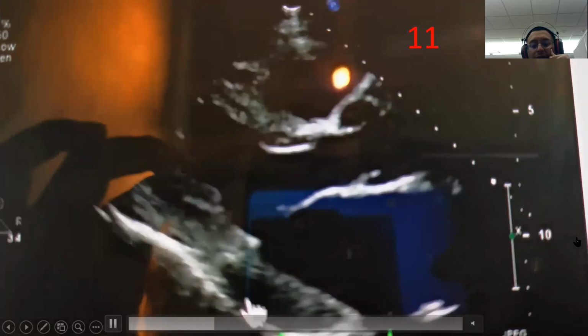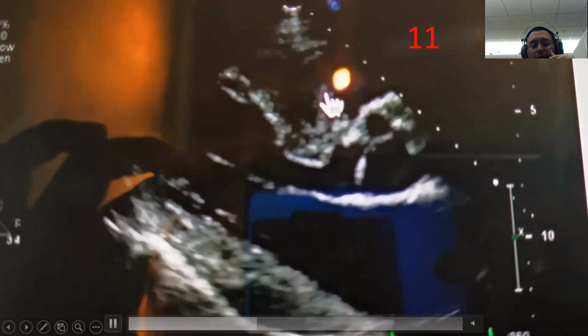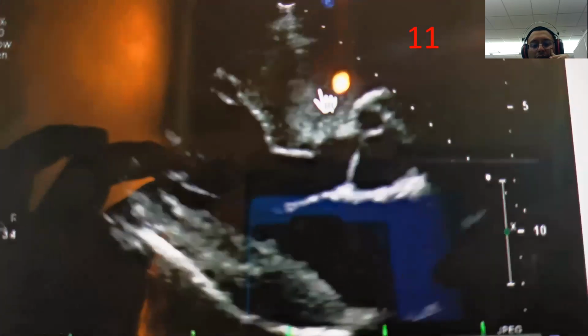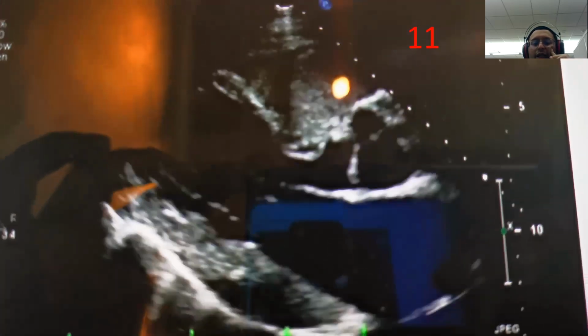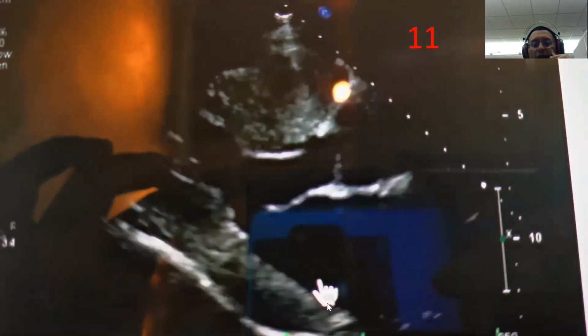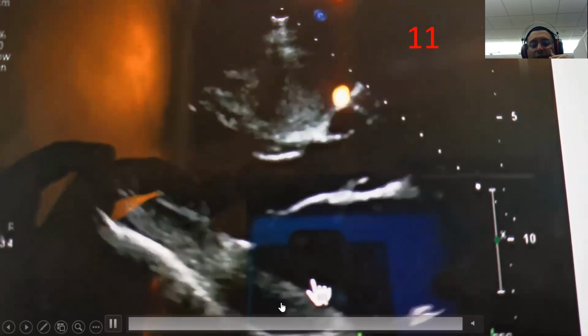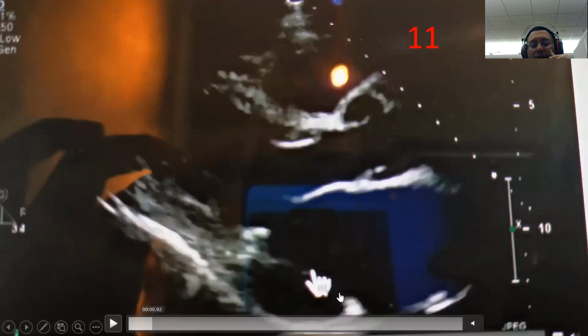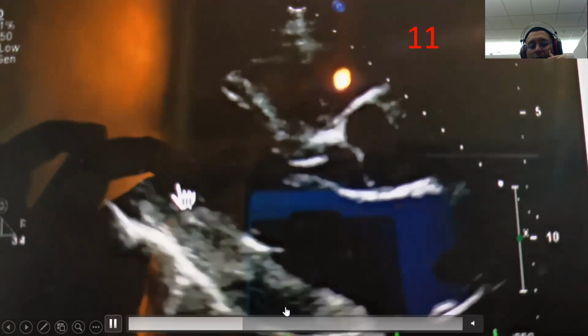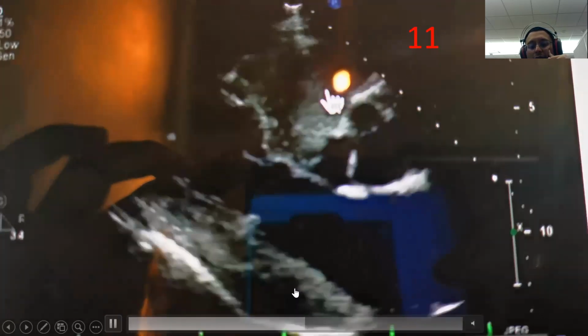So what is happening here? VSD. Okay, so Sarah says it is VSD. If it is a VSD, then what is happening here? Why does this part also have bubble? Coronary sinus. Okay.